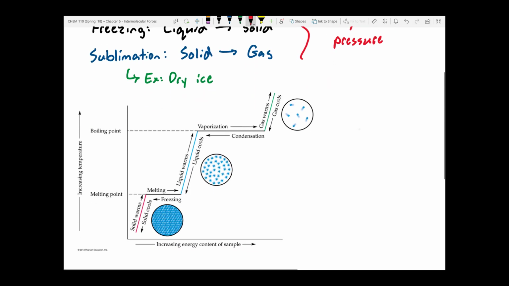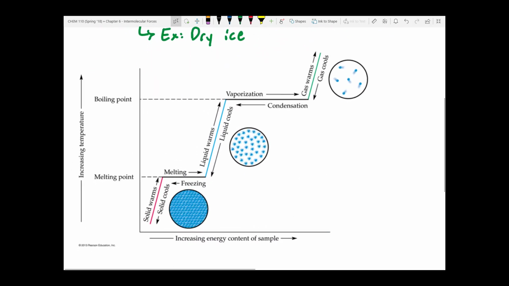So oftentimes what you'll see in chemistry textbooks is something that looks like this. This is a phase change diagram. And what essentially happens is, let's say you have something like ice down here. And ice, whoop, that's not how you spell ice. Holy cow.